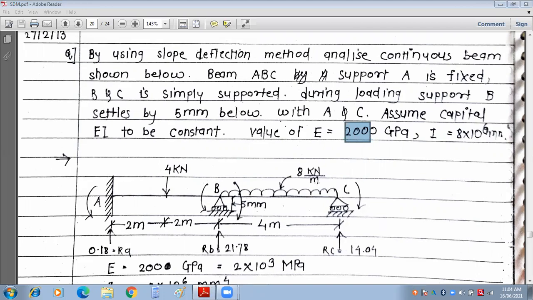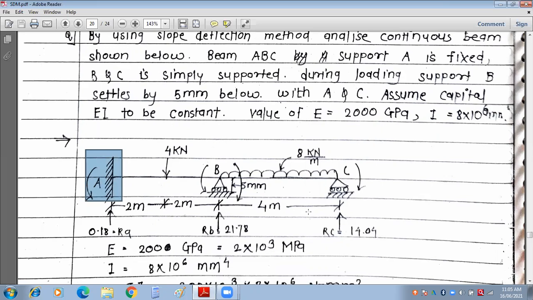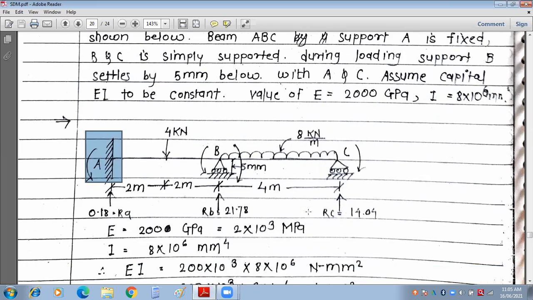Now if you see this figure, span AB is 4 meter, BC is also 4 meter. Span AB carries a point load of 4 kilonewton at center, BC is carrying a UDL of 8 kilonewton per meter run. Support B sinks down by 5 millimeter. Support A is fixed, and supports B and C are roller supports, or simple supports. For this situation, we have to analyze this beam by using the slope deflection method.